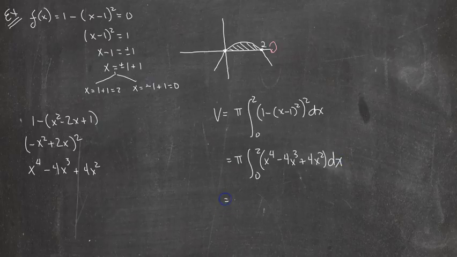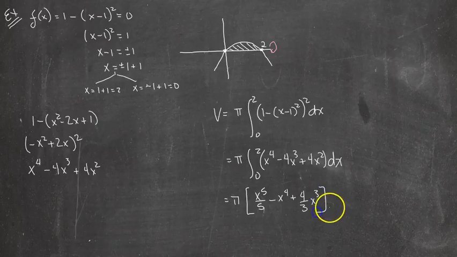Take the antiderivative. So x to the 5th over 5 minus x to the 4th plus 4/3 x cubed on the interval from 0 to 2, which equals 16 pi over 15.